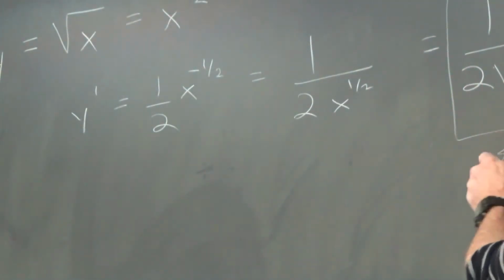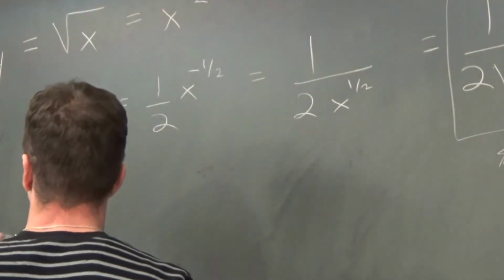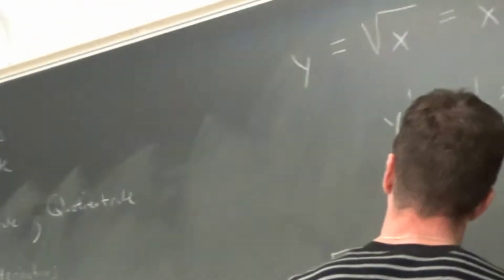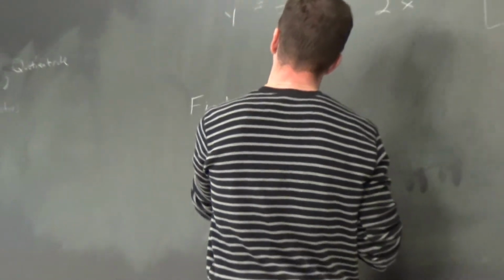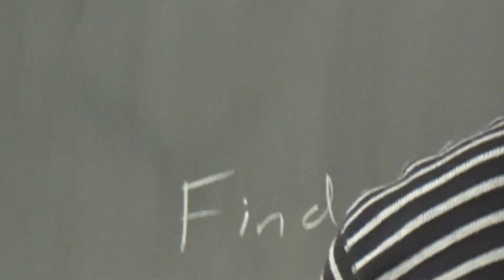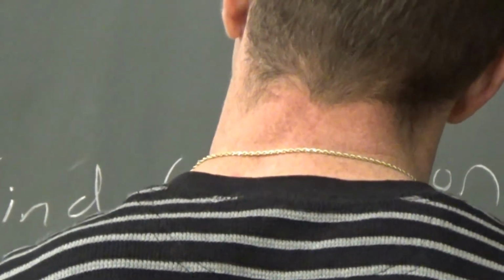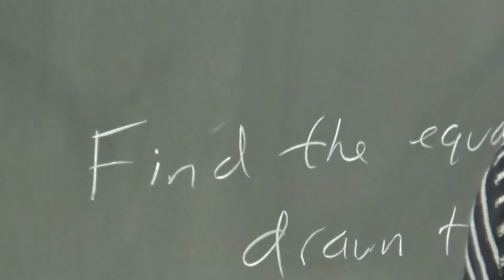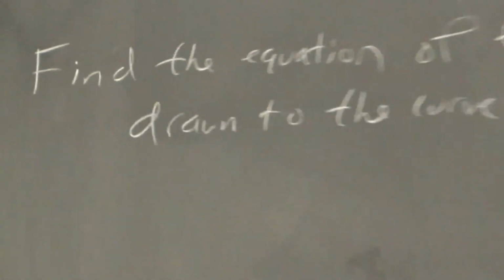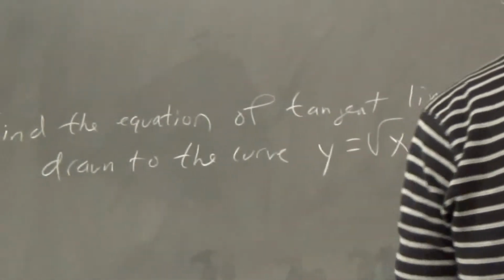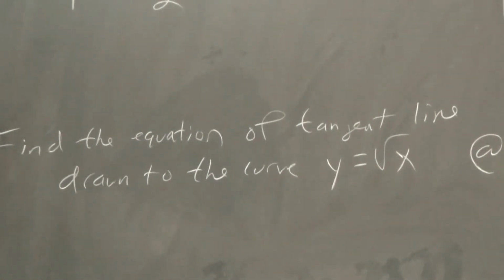But this is so great because what if this was the question? We'll extend it. Can you find the equation of the tangent line? You just did this on the last test, which is cool. Of the tangent line drawn to the curve y equal to square root of x. And then I pick an x value. How about at x equal to 4? I'll draw a picture.